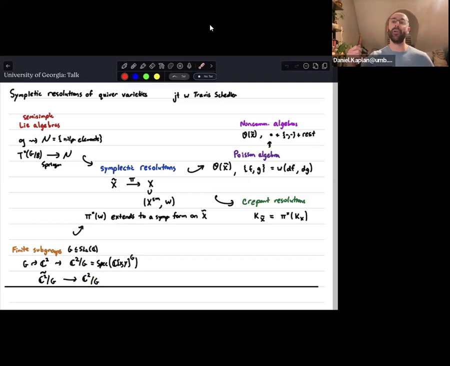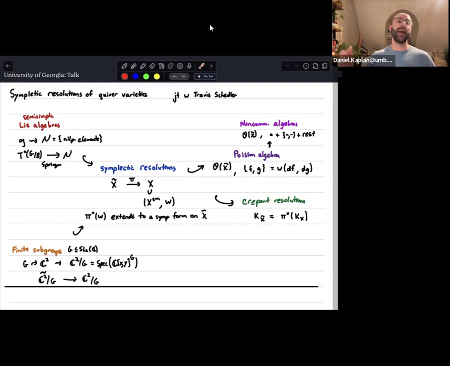You can blow up the origin some number of times and get a minimal resolution. Okay, so these are examples. And now if I give you a symplectic resolution, a symplectic resolution is in particular crepant, meaning it pulls the canonical class back to the canonical class. And so this is a nice property to have in birational geometry.